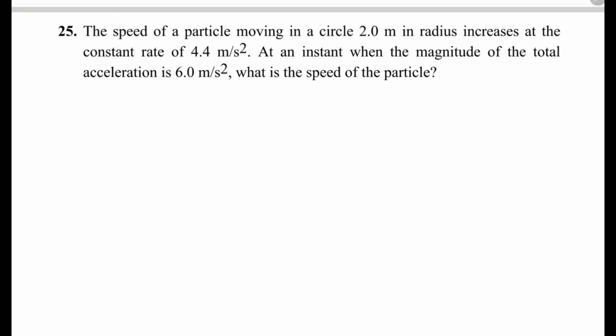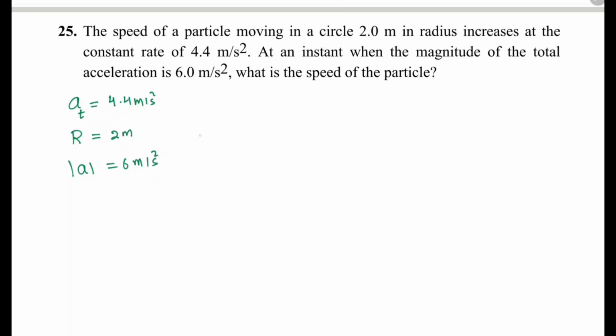The speed of a particle moving in a circle 2 meters in radius increases at the constant rate of 4.4 meters per second squared. At an instant when the magnitude of the total acceleration is 6 meters per second squared, what is the speed of that particle? So again, a tangent in this case is equal to 4.4 meters per second squared. The radius of the circular path is 2 meters, and the magnitude of the acceleration is 6 meters per second squared.